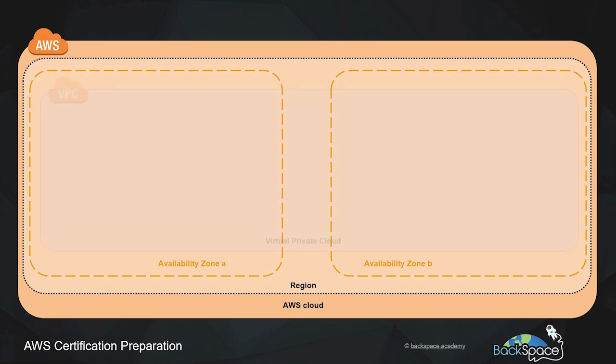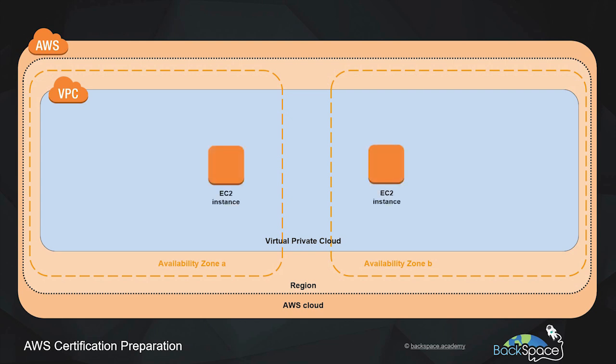Now, our virtual private cloud, that will span the entire region. So it will span multiple availability zones. And so what we can do is that we can launch instances into both of those availability zones. And that's going to give us high availability if one of those availability zones goes down.